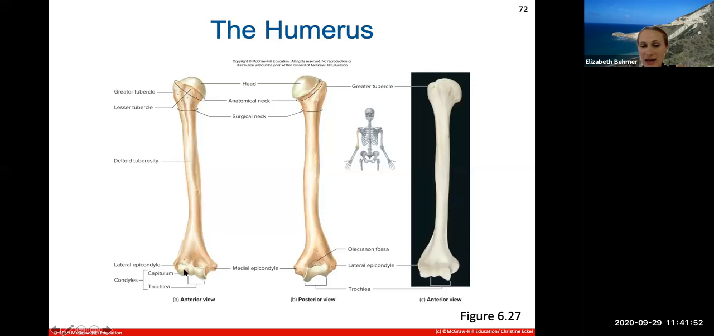There are more condyles. The capitulum and the trochlea are rounded condyles at the base of the humerus, and on the back, you can see where the trochlea brings its way to the back. And there's another tiny fossa called the olecranon fossa on the back side of the humerus. That will be where your ulna bone connects to make your elbow joint that bends your arm.